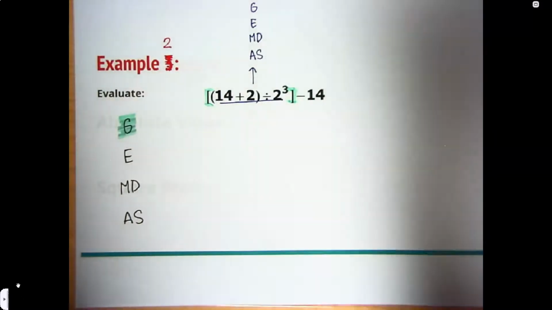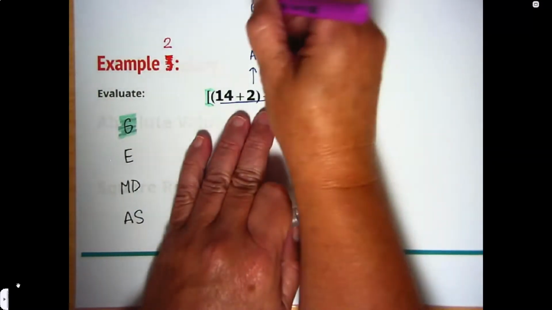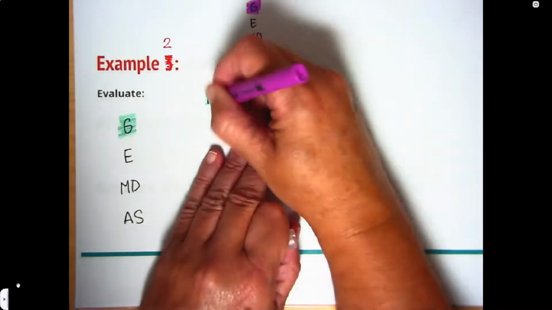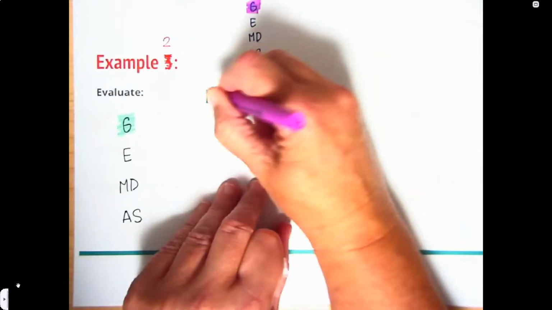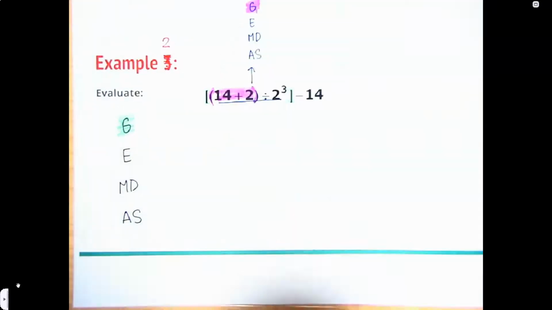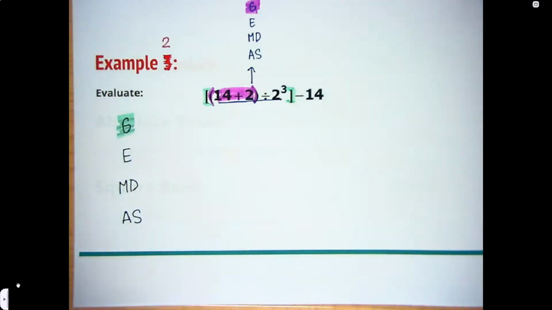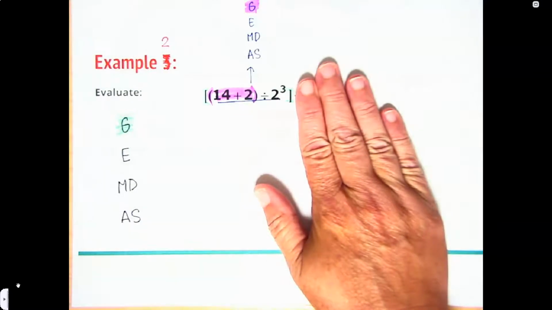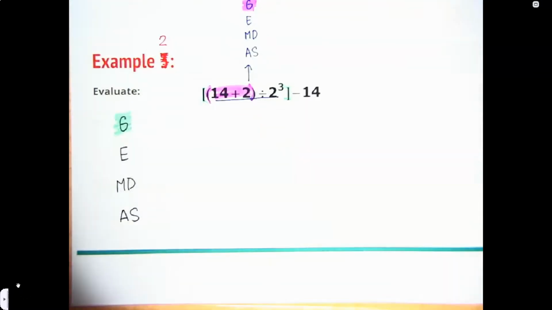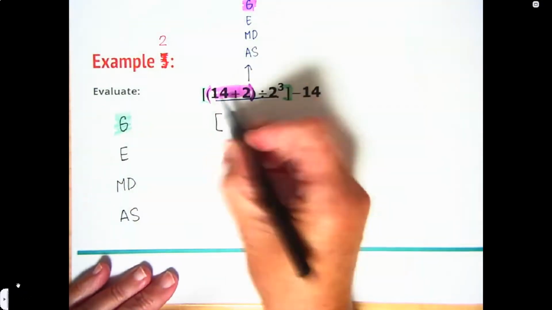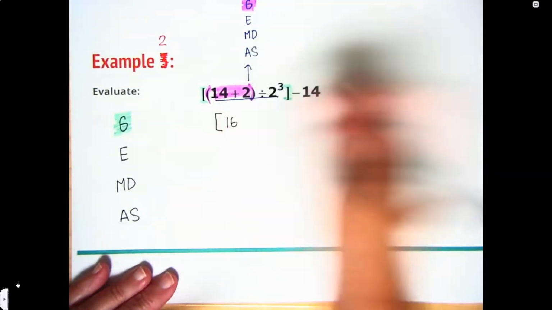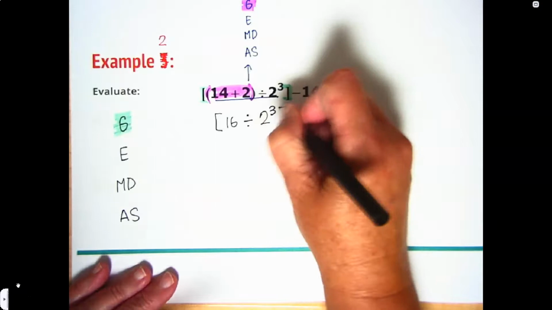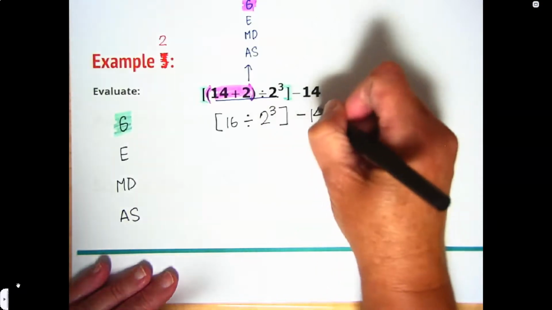So what I'll do is I'll look at what's inside those brackets and see if it has grouping symbols. And it does. It has parentheses. So the first thing I'm going to do in this problem is the 14 plus 2. So I'm ignoring that minus 14 and I'm working this out like it's a GEMDOS problem because it is. So here's what will happen. You've got your bracket. 14 plus 2 is 16. And then you've got divided by 2 to the third power. And then there's that other bracket, and then you've got your minus 14.